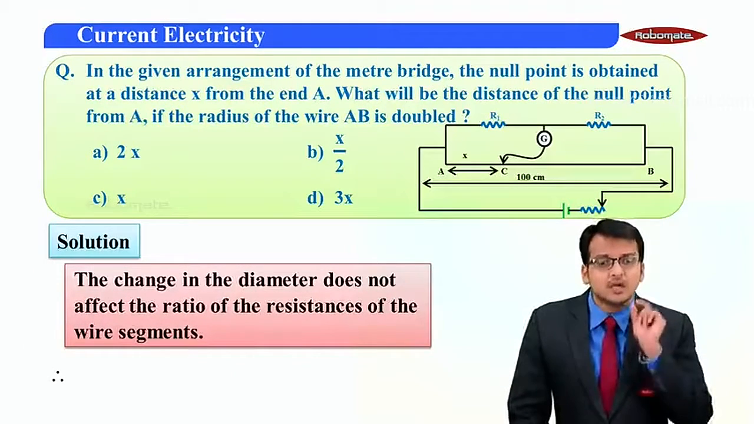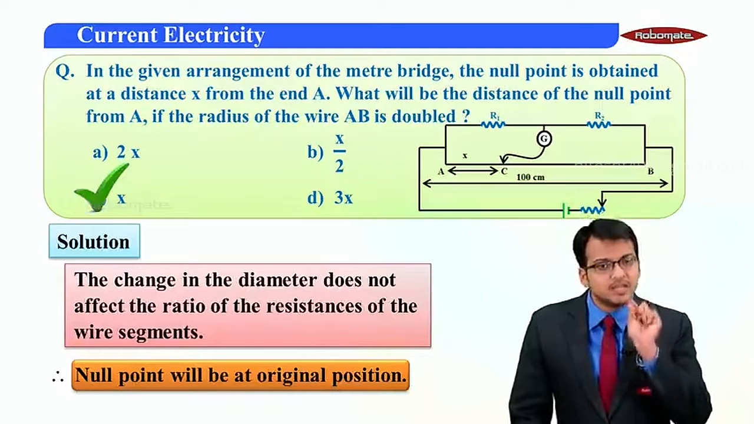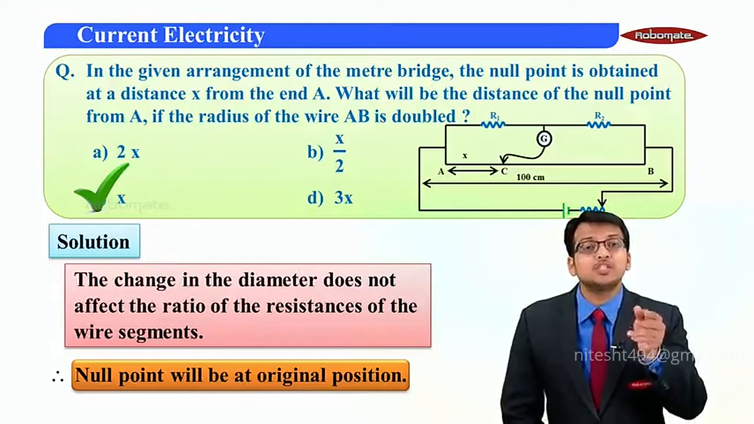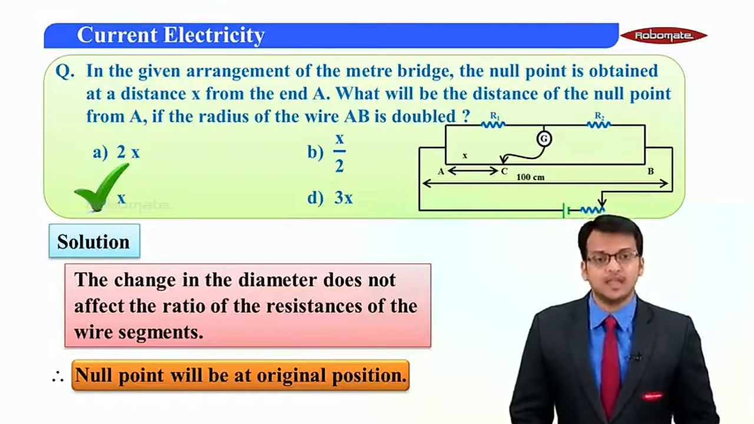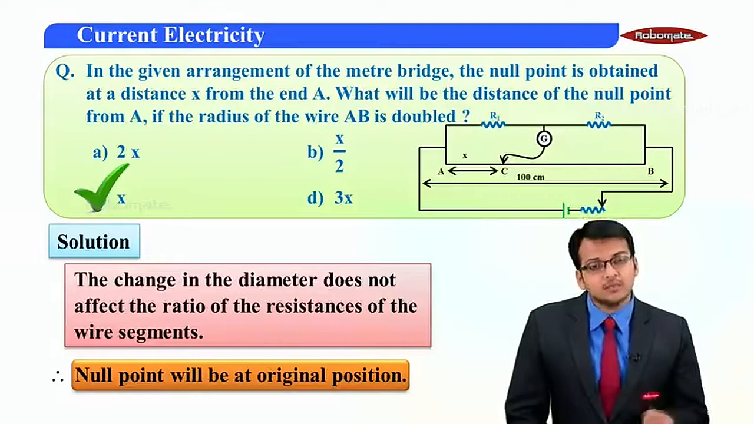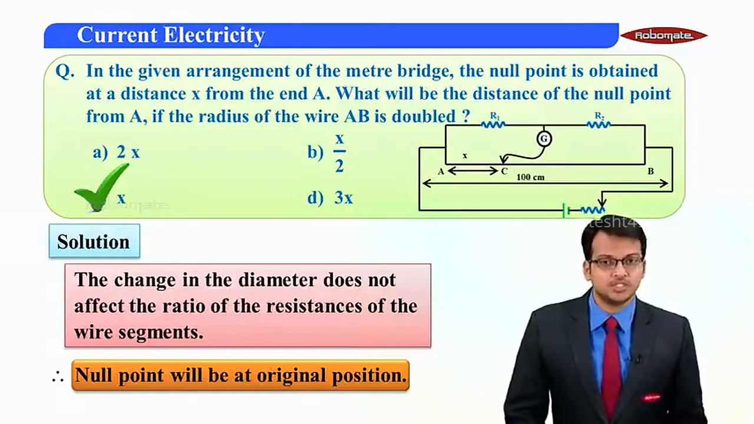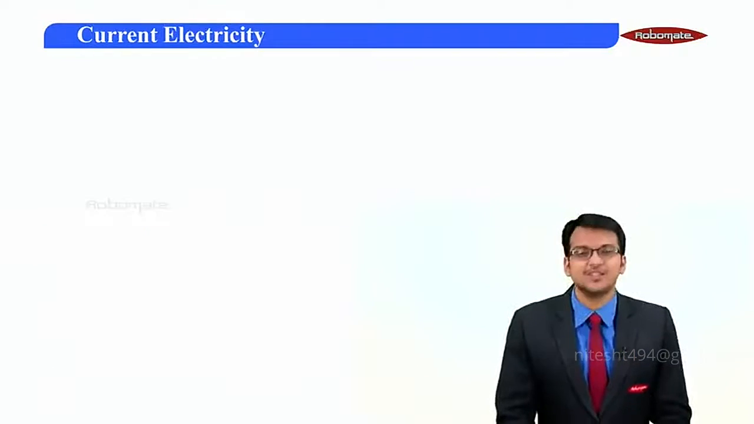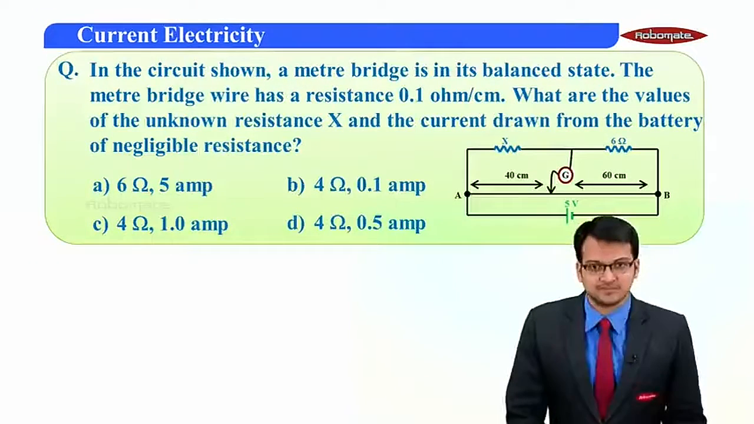That means the concept is very simple: the null point will always be at the original position irrespective of the change in radius as well as diameter. This implies, dear students, that the distance will be x from the left position. Hence my correct answer is x. Easy, isn't it? Yes. So moving ahead with our next question.